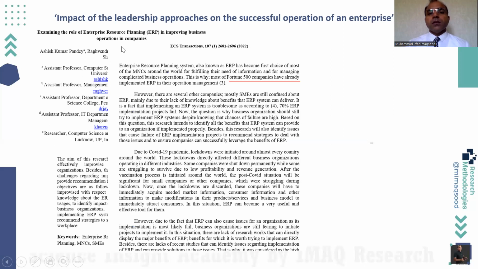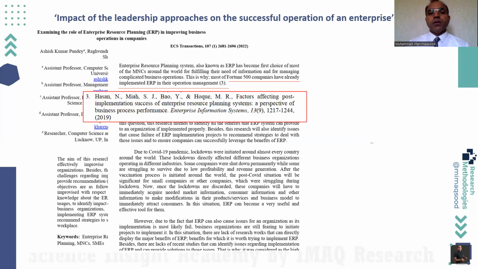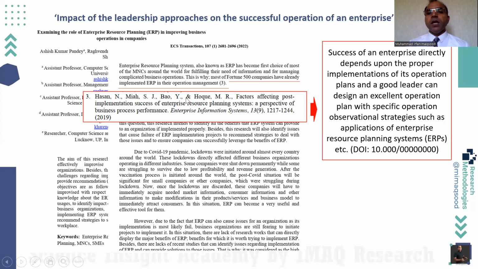In this, one thing I found, he explained, for example, is why most of the Fortune 500 companies have already implemented ERP in their operation management. So this is an important piece of knowledge that I'm going to retrieve. I downloaded this, found the reference completely, took it separately, and created my own piece of knowledge. It means the success of an enterprise directly depends upon the proper implementation of its operation plans.